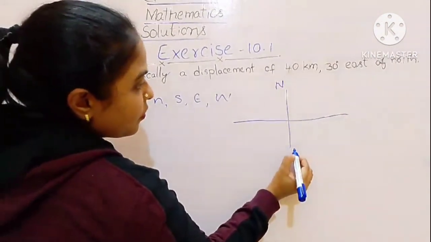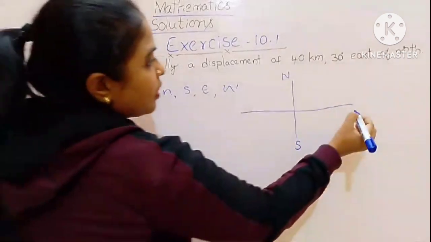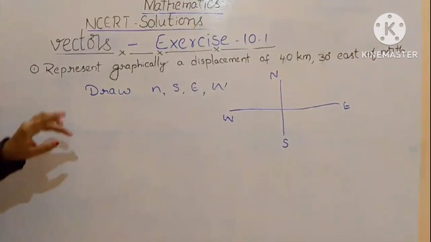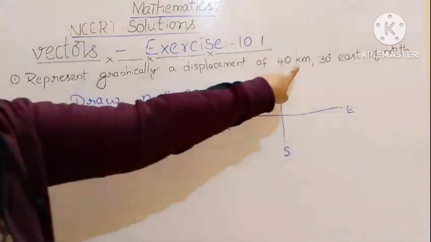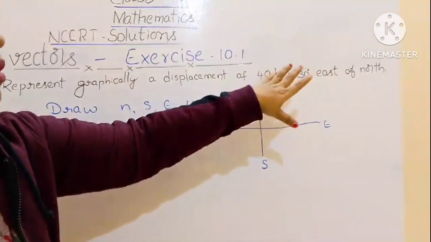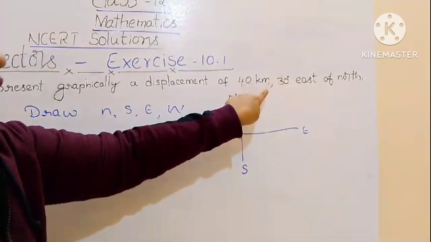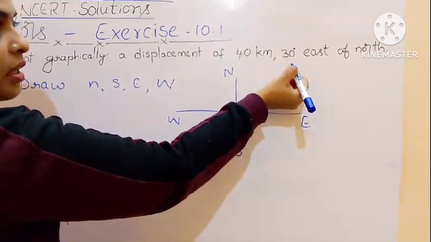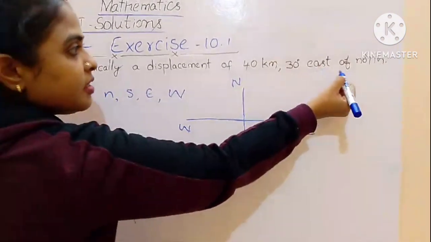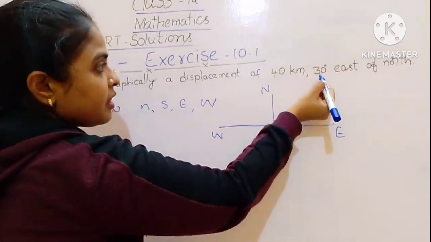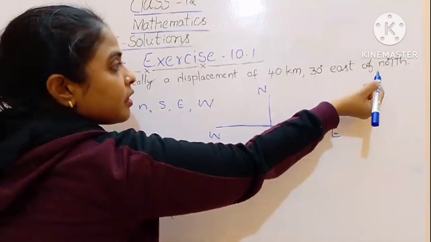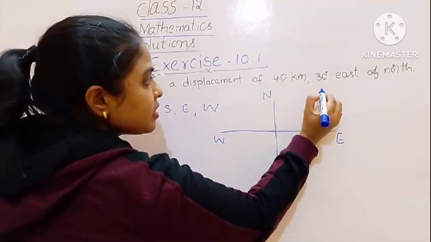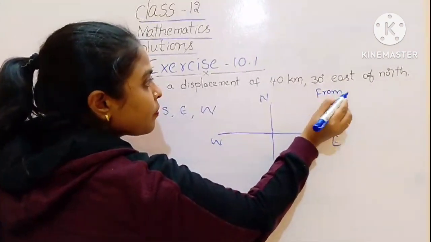So, it is north and it is south, east and west. In the question, they are asking 40 kilometers. What is the 40 kilometers? That kilometers represent magnitude. In the question, they have given 30 degrees east of north. So, we need to identify 30 degrees north towards east.